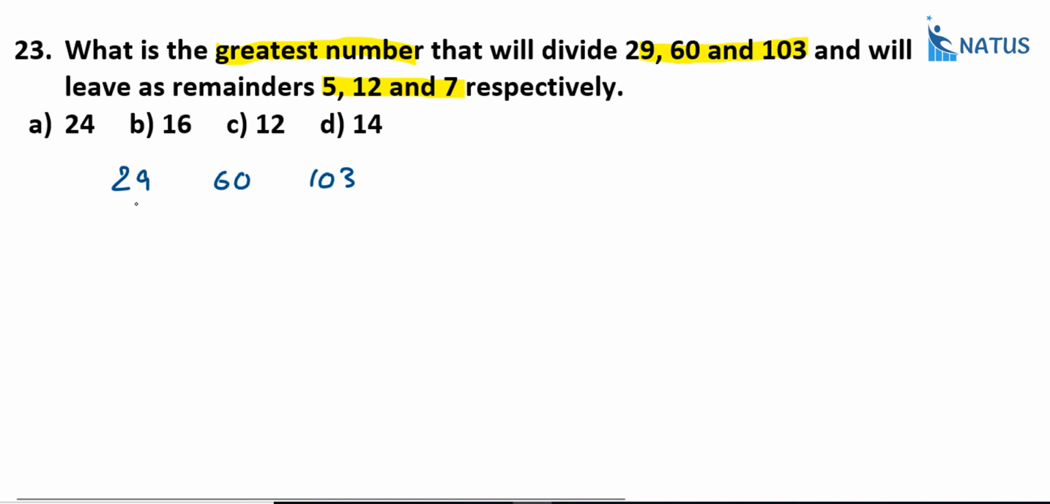If the first number is divided by x, the remainder is equal to 5. If the second number is divided by x, the remainder is equal to 12. If the third number is divided by x, the remainder is equal to 7. Now see, suppose this number is divided by x and the remainder is 5. If you subtract 5 from this number, then what happens? This is equal to 24.